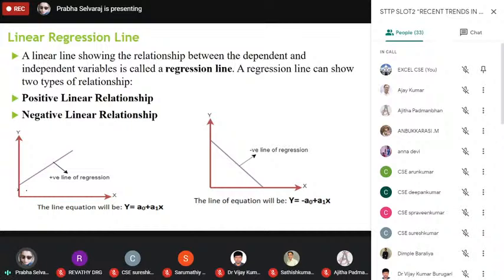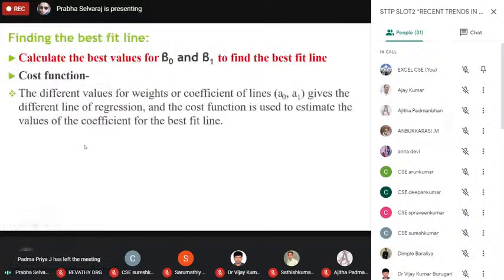Here y is a dependent variable because the value of y depends on the value of x. If you see, the y value keeps on increasing as you increase the x value. So you call this a positive linear relationship, because as you increase x, y is also increasing. In the second example, you see the line is downwards. As you increase the value of x, the value of y is decreasing. That means a negative linear relationship. So this is all about your linear regression line.